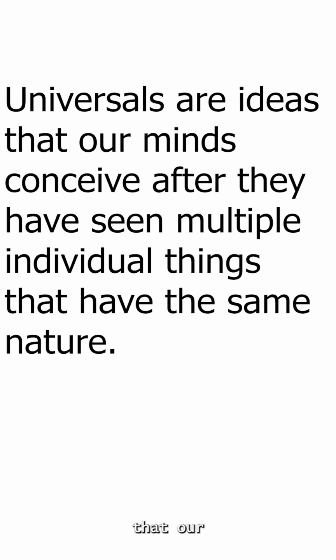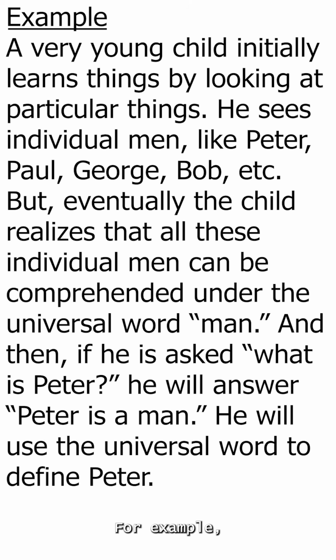Universals are ideas that our minds conceive after they have seen multiple individual things that have the same nature. For example, a very young child initially learns things by looking at particular things. He sees individual men like Peter, Paul, George, Bob, etc. But eventually, the child realizes that all these individual men can be comprehended under the universal word man.